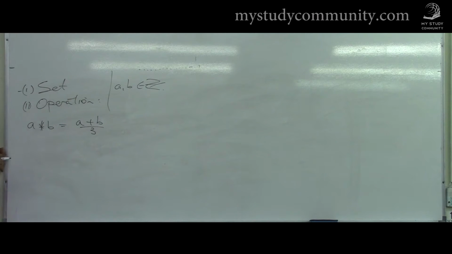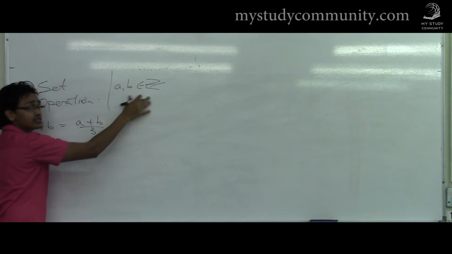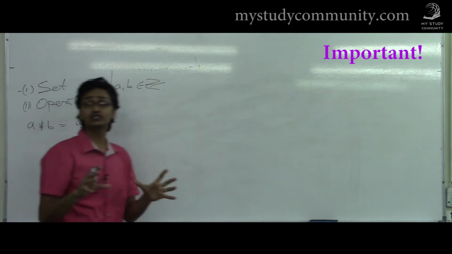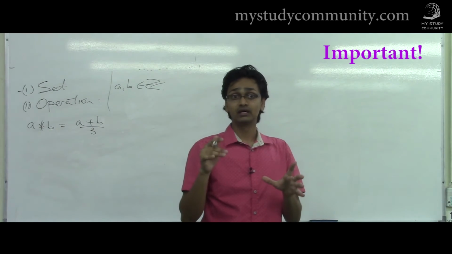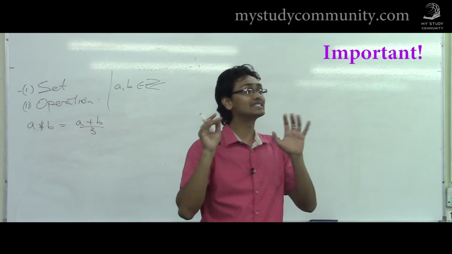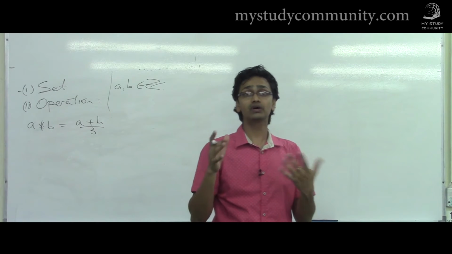First thing I want to know is closure. Now the set is what is closed. So this is important: do not say the binary operation is closed. The binary operation cannot be closed. It just is a rule. You're following? That's all it is. But it is the set that needs to be closed, or could be or cannot be closed.